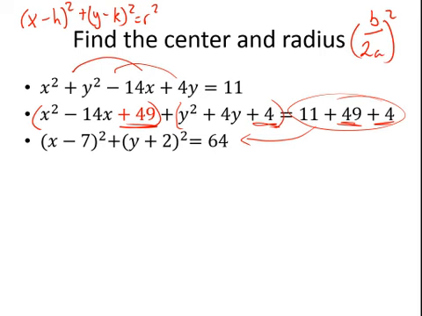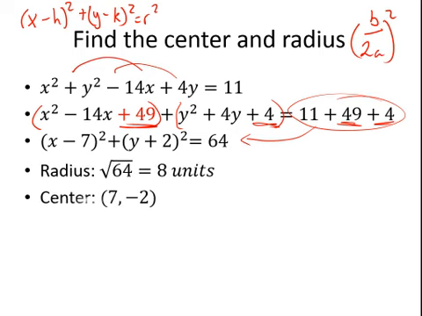Now what is the center of this circle? That's right, the center of the circle would be (7, negative 2). And what's the radius of this circle? That would be the square root of 64, which is 8. So a radius of 8 units and a center of (7, negative 2). And that's circles. Most of this stuff shouldn't be brand new. It's stuff that we have gone over in previous classes.